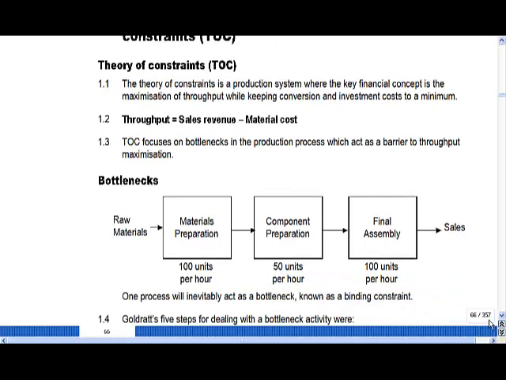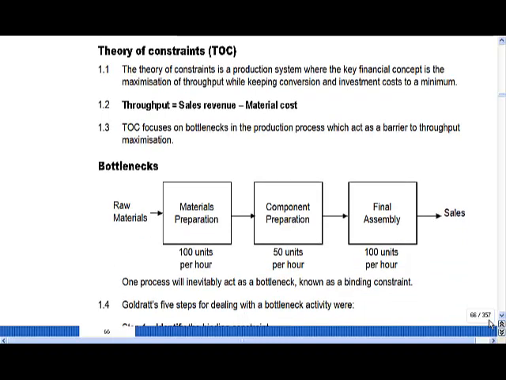So we've got a little diagram here which is various stages that our production might go through. So we buy our raw materials, it goes to the first stage in the process, which is materials preparation, and what we're saying here is that we can process 100 units an hour. Those then get passed to component preparation, but only 50 units an hour can be processed here. That then feeds on to final assembly, which can process at 100 units an hour again. Now component preparation, because it's only able to do 50 an hour, this is therefore our bottleneck. This is slowing down our production.